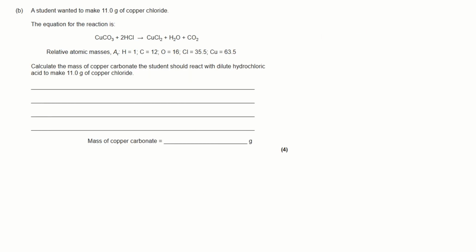It says a student wanted to make 11 grams of copper chloride. The equation for the reaction is this. Calculate the mass of copper carbonate the student should react with dilute hydrochloric acid to make 11 grams of copper chloride. Same type of question. So pause the video here and have a go at it.